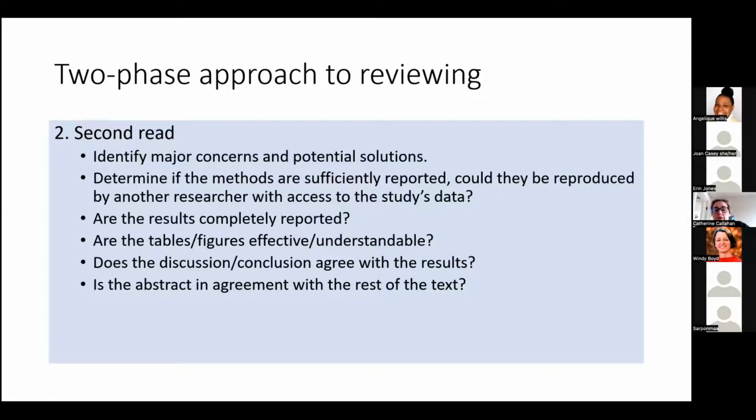You should also determine if the tables and figures are effective or understandable, and if the discussion and conclusion agree with the results. So if you've read the methods and results before reading the discussion and conclusion, you can think about what you would include as the discussion or concluding statements and how well they agree with what the authors have presented. Finally, you should review the abstract and determine if it's in agreement with the rest of the text, as well as if there are things missing from the abstract or if the results are sort of cherry-picked.